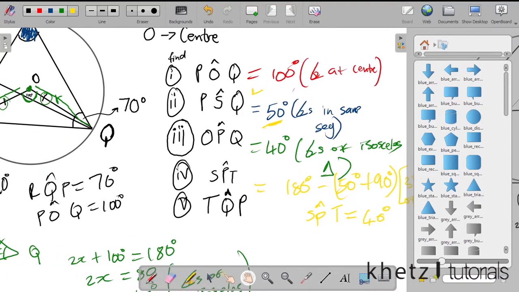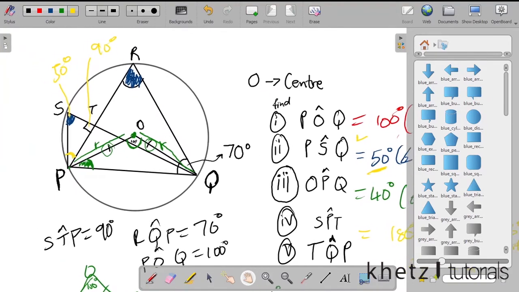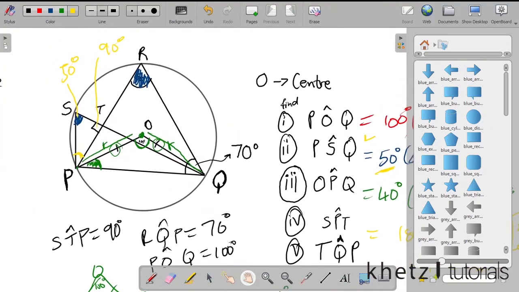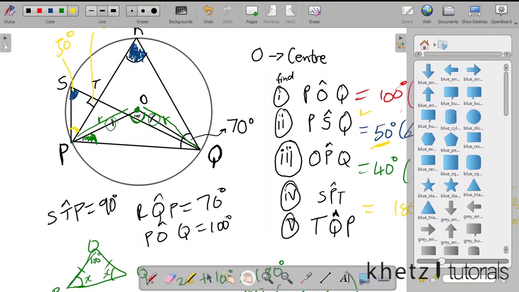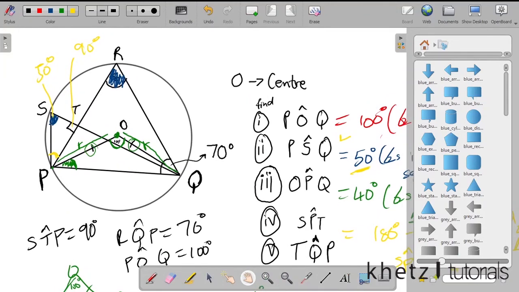The final question from this diagram is asking for TPQ. Where is, okay, TQP, that is. It's asking for TQP, which is the small angle over here. This small angle here. TQP. That small angle there. So how can we actually find that?